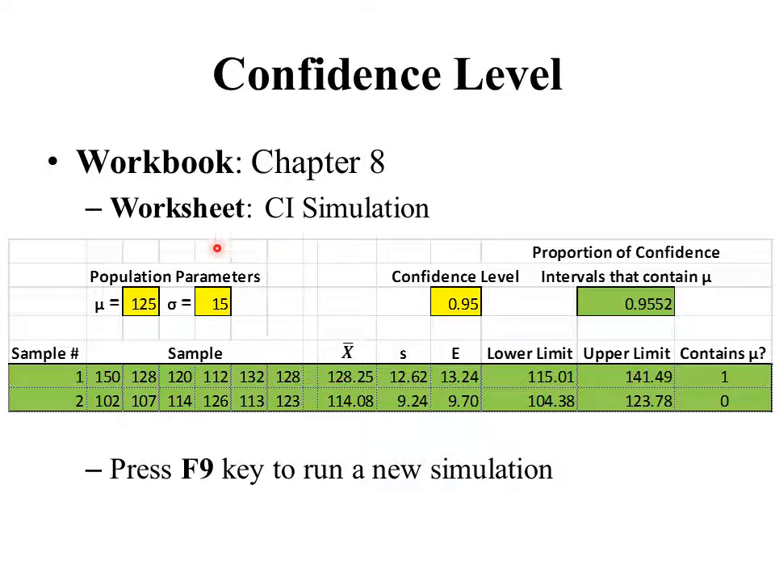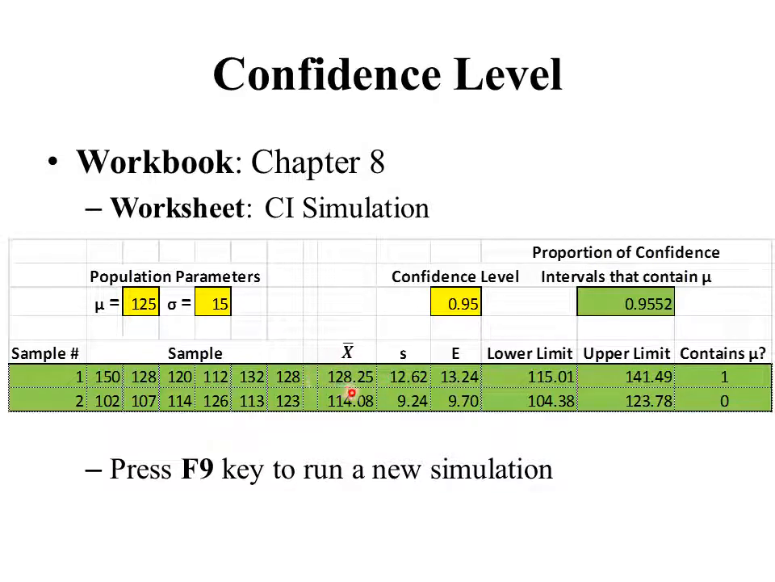So here in the yellow cells we enter the values of our population parameters. Mu is 125 and sigma is 15. Here we'll enter our confidence level, which is 95%. And then in each one of these rows down here, there's a total of about 1,000 rows, we simulate taking samples of 6 people. So here's our first sample. The first person had a blood pressure of 150, the second had a blood pressure of 128, and so on and so forth. So there's our 6 people in that first sample.